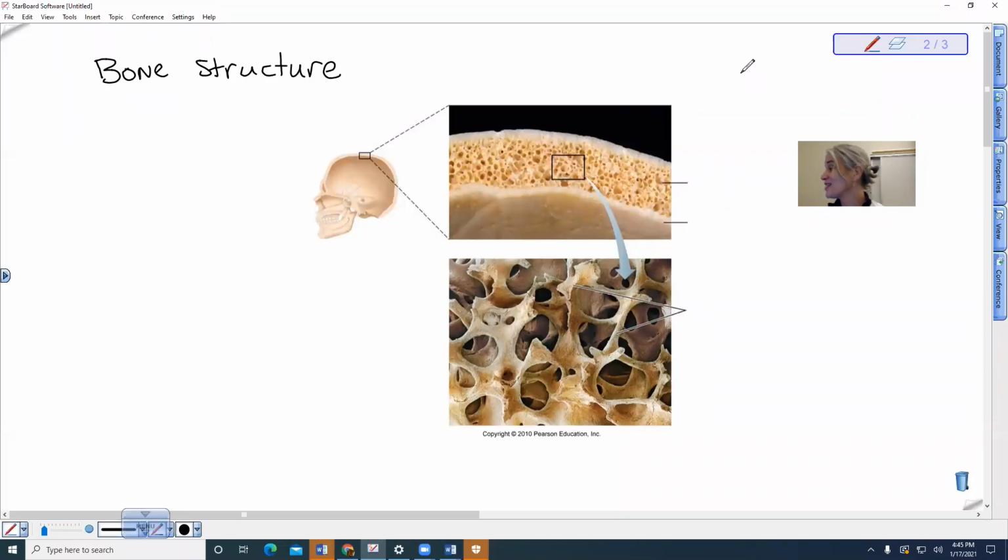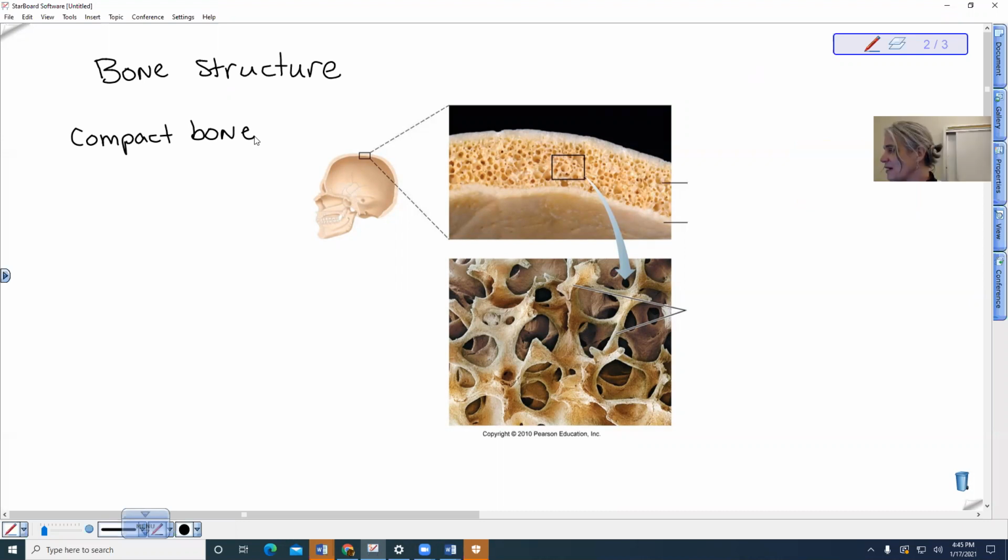Okay, so we're going to talk about the structure of the bone. And so we have what is referred to as compact bone here. So we have compact bone. And this is what you see when you look at the outside of a bone. So this right here in your handouts, this would be my compact bone.